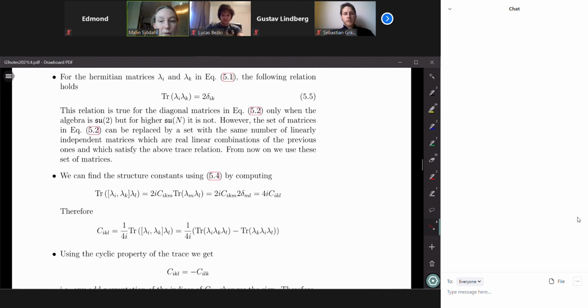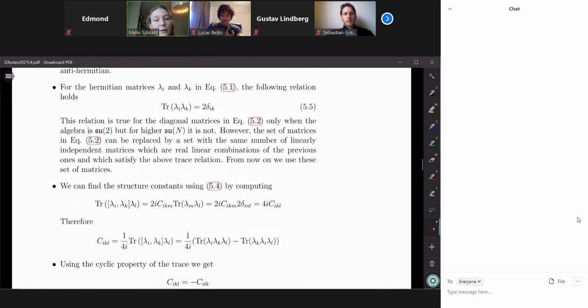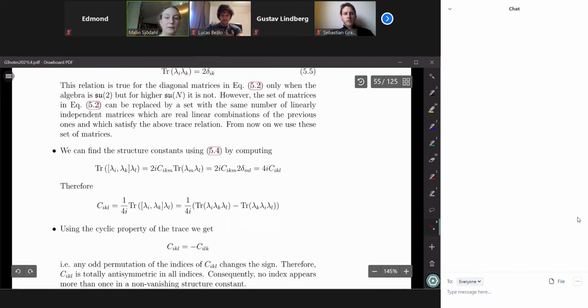What we will use the trace for, though, is to compute the structure constants. And we will find that the structure constants, which we have previously found to be antisymmetric in the first two indices, because they were defined as a commutator which is antisymmetric in those two indices, we will now prove that they are actually antisymmetric in all the indices for this case here.